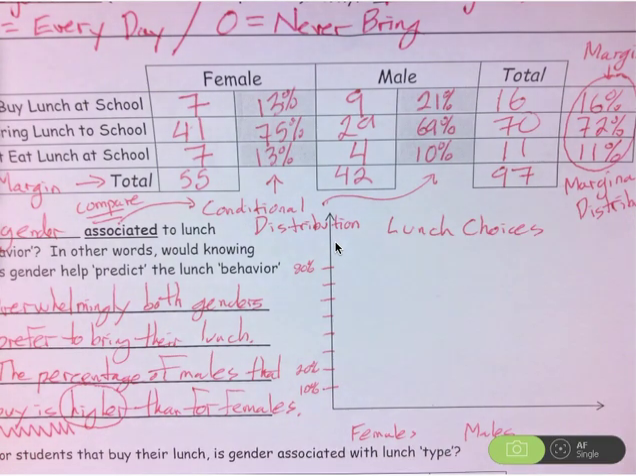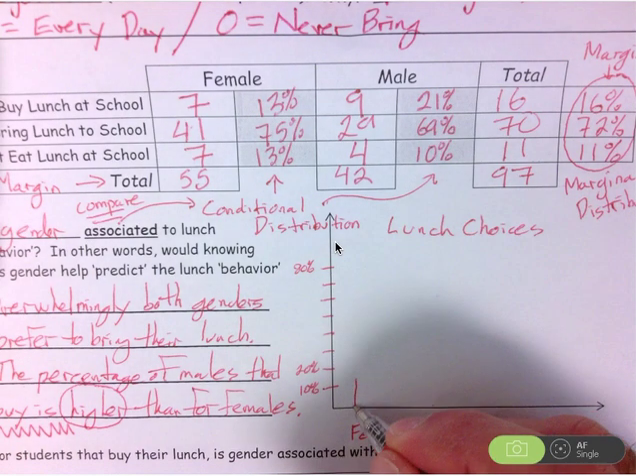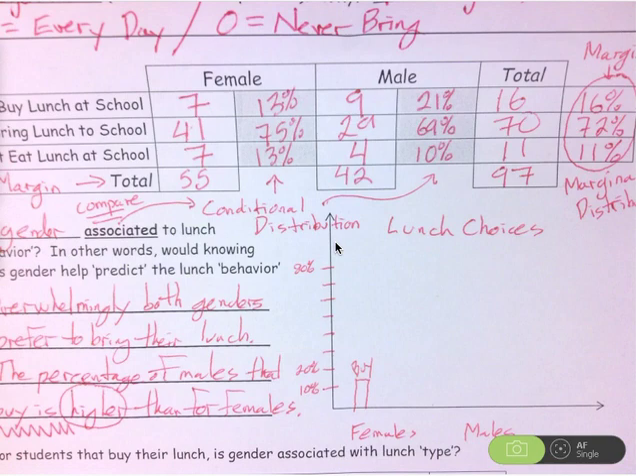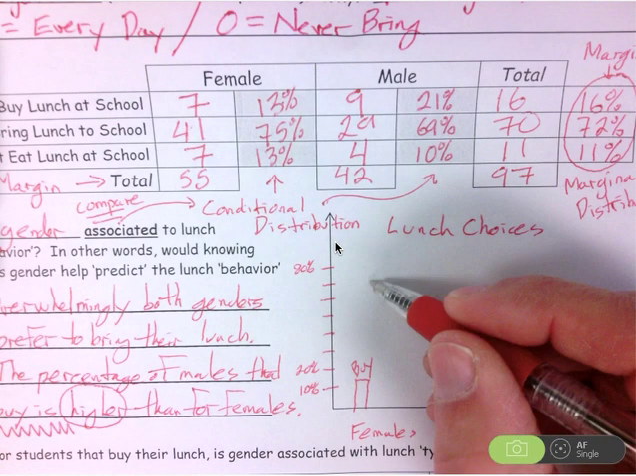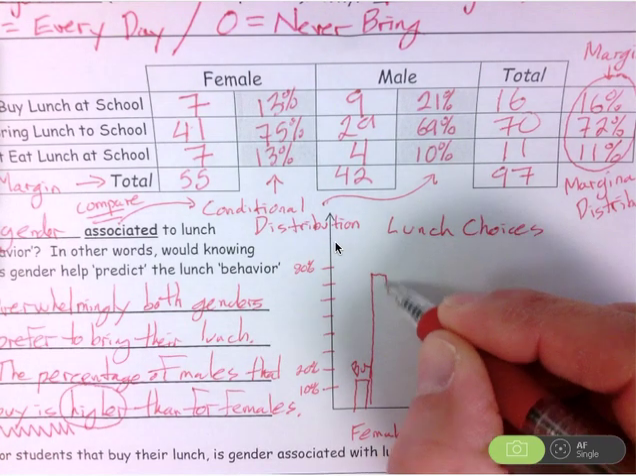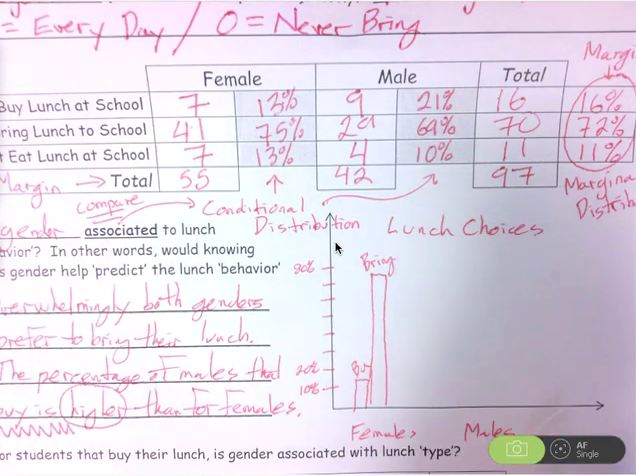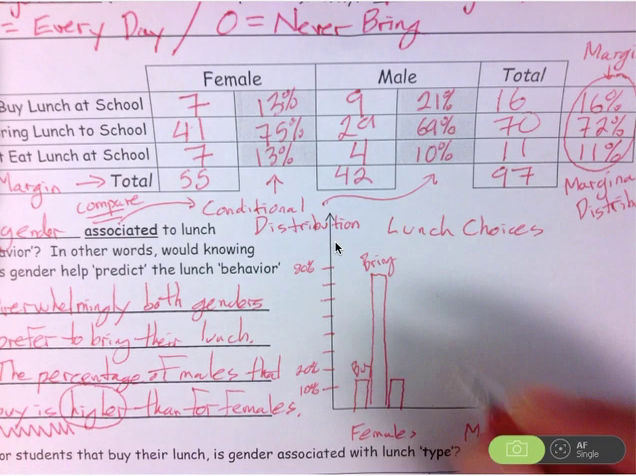So for the females, 13% buy, and it's important to label this. So 13% buy, that's just approximate. So 75% bring their lunch. So if this is 80%, wow, 75% is a pretty tall bar. Here's the bringers. And then it's only a little over 10% that don't eat. So again, 13% don't eat.